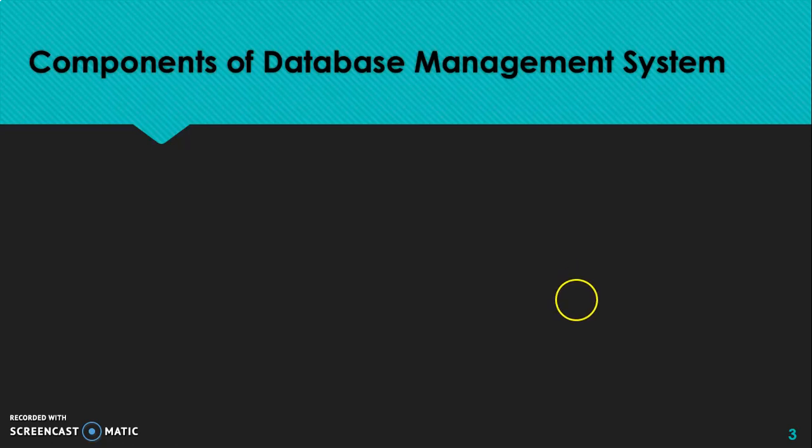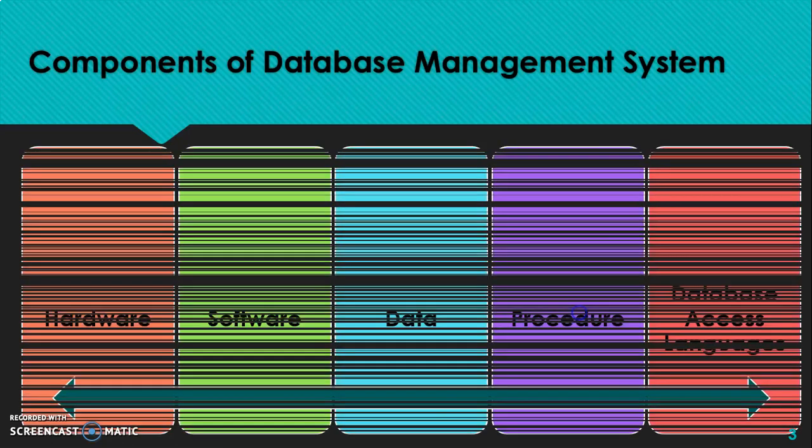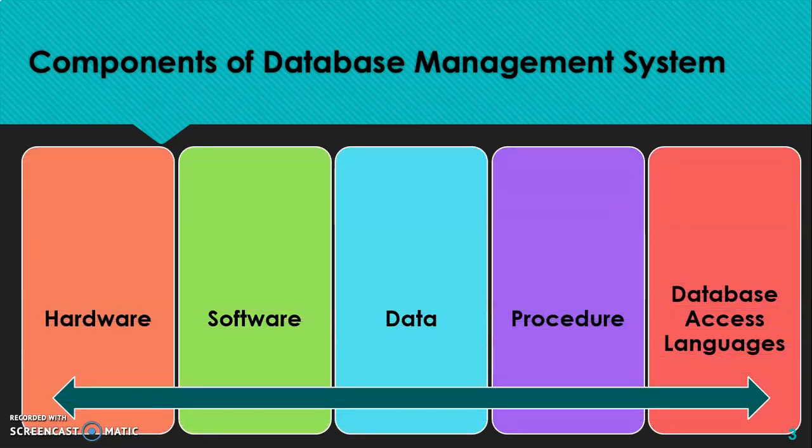Now what are the components that make the database management system? There are a total of 5 components. First is the hardware, software, data, procedure, and database access languages. Now these 5 components make your total database management system.